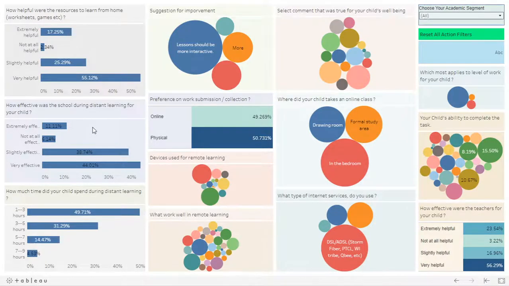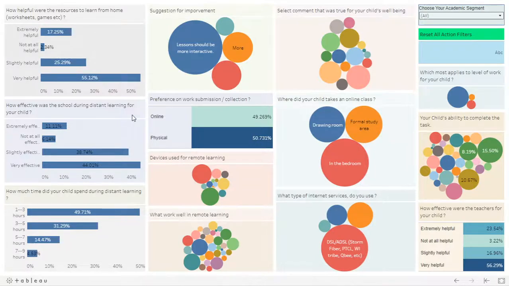So for example, if you want to know how helpful were the resources, those were being given to the students to do it from home, the worksheets, the games, activities, etc. So majority of them had responded positively. 55% says it was very helpful, 25% says slightly helpful. So if you put it together, it gives you 80% of the parents were satisfied. Even the 17% can come up also in a positive note. There are only 2.34% parents says that the activities were not helpful at all.